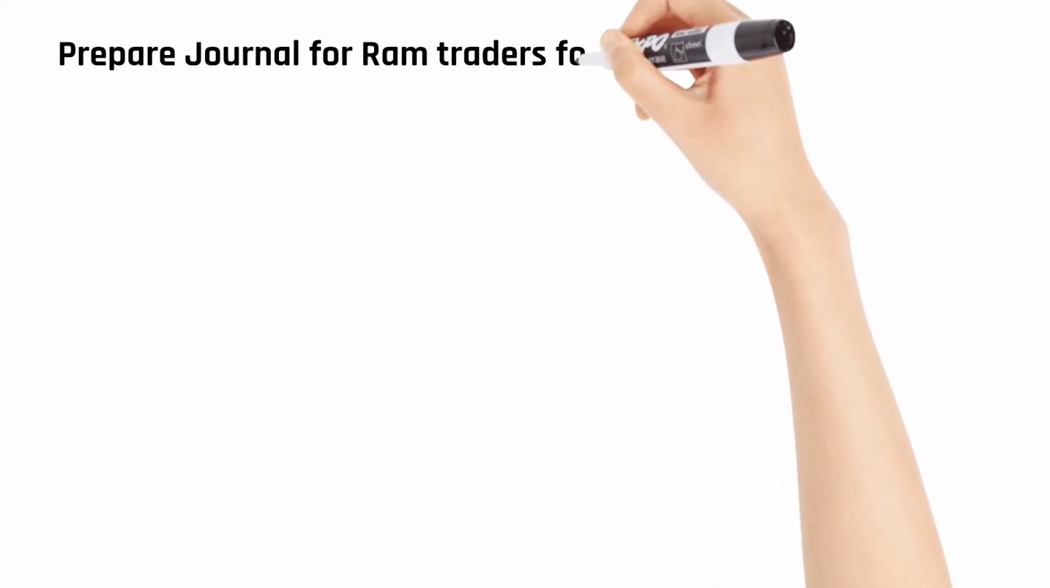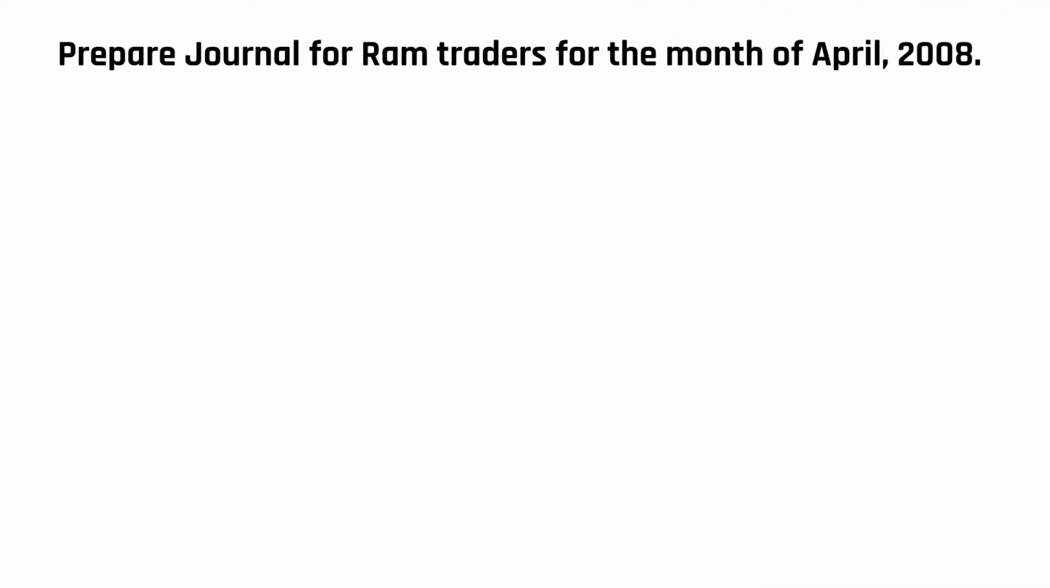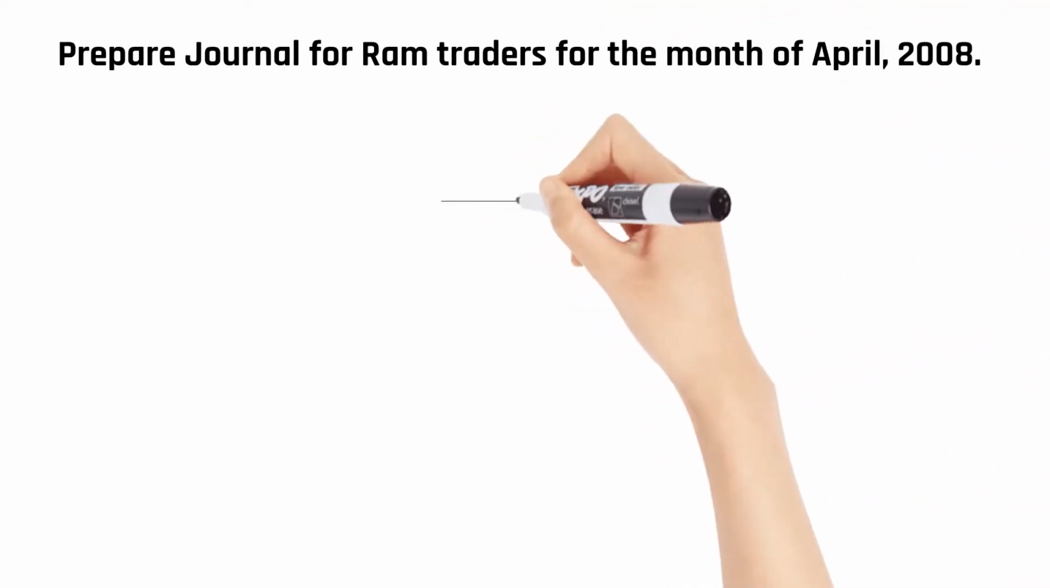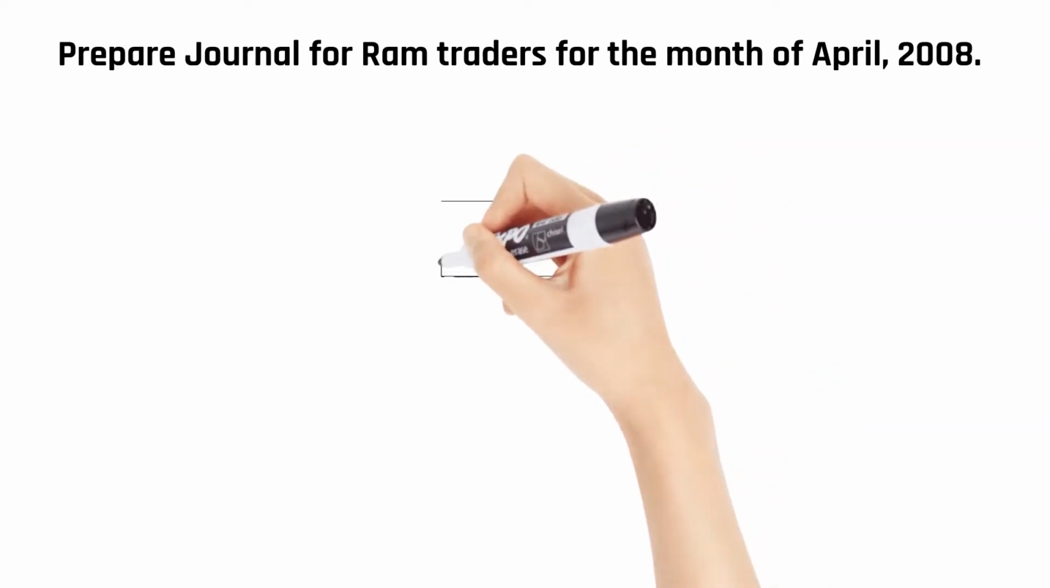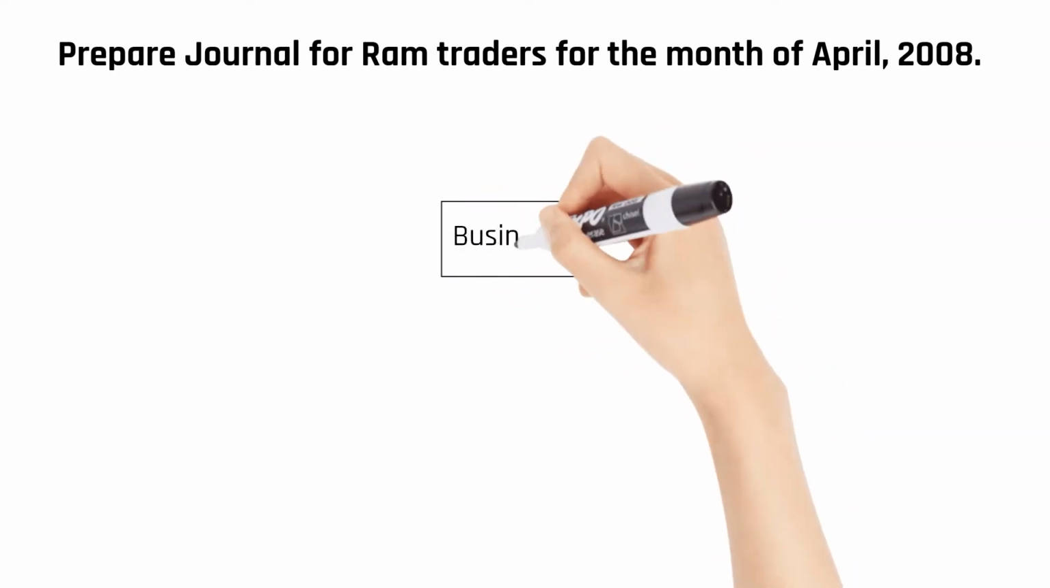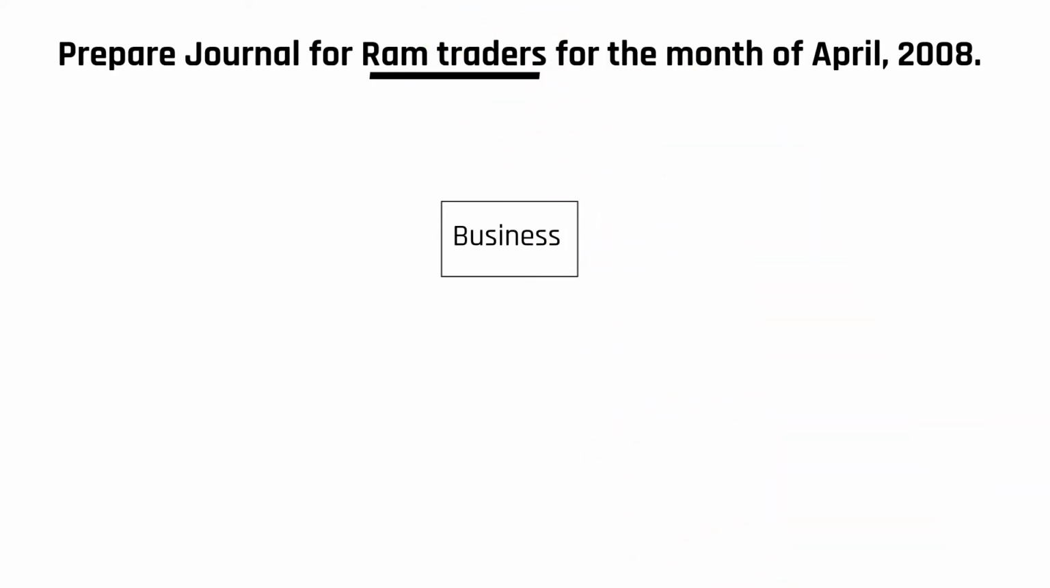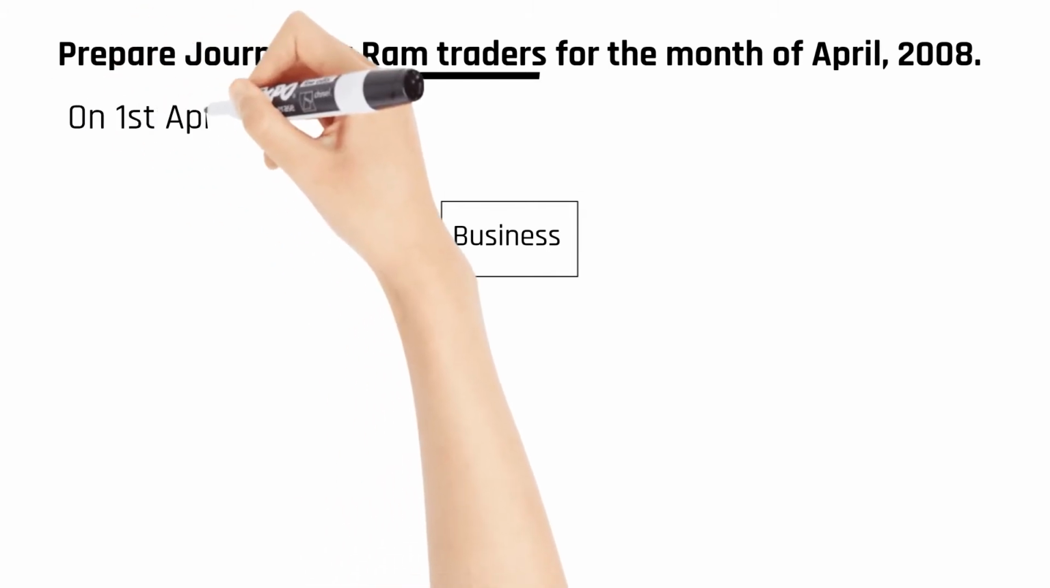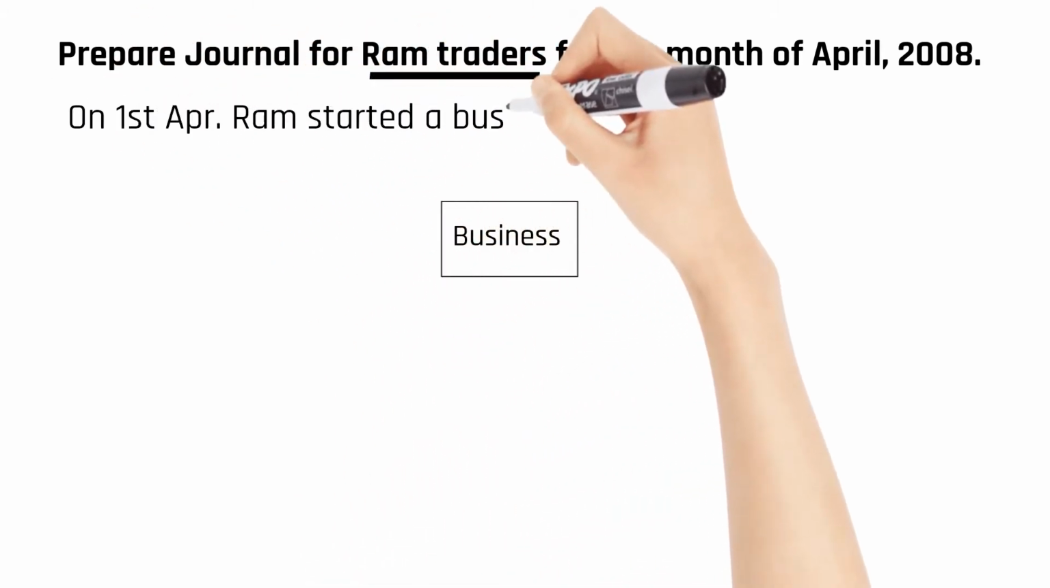Let us do one problem on journal, where most of the simple journal entries are included. Prepare journal for the Ram Traders for the month of April 2008. First and foremost thing is we need to see whom we are accounting for. Here Ram Traders is the business for whom we are recording the transactions. So we need to think from the business's point of view and not from the businessman's point of view. First transaction is on 1st April, Ram started a business with cash rupees 1 lakh.